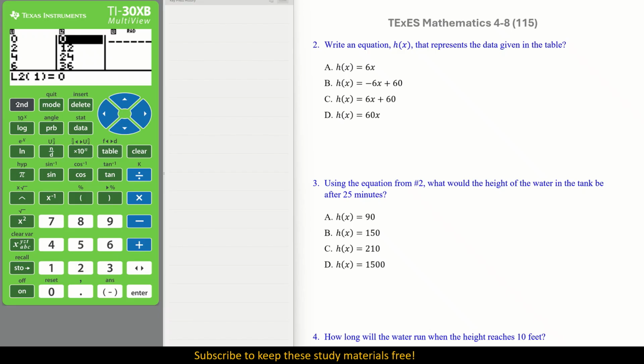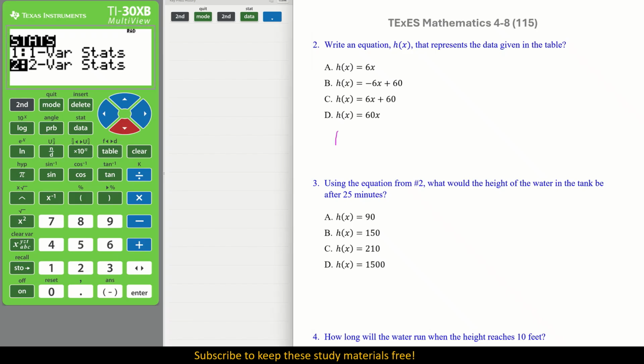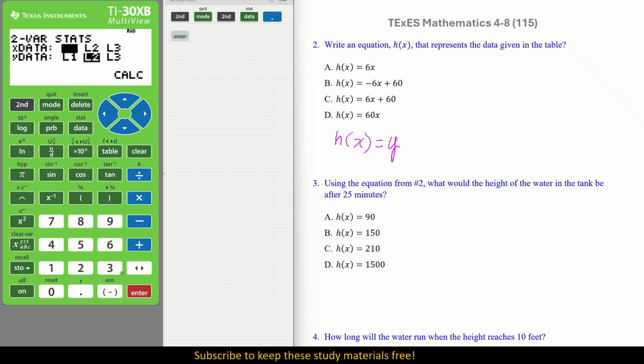Okay, so we go second mode to back out. Now, I want you to do second data. We used data prior. Now we need to arrow down. See where it says 2-Var? That's two variable, meaning that we have x and y. And FYI, h of x actually is our y. Now let's push enter.